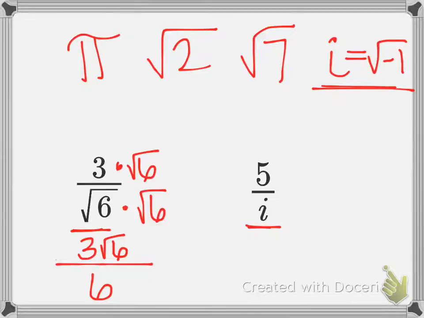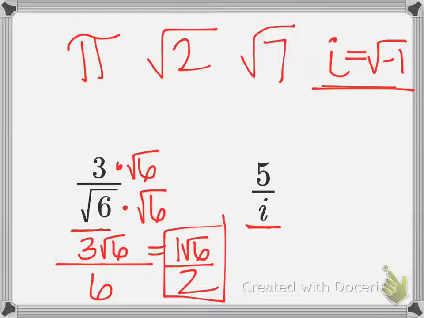I can, however, simplify because 3 divided by 6 does reduce. So you can either write 1 radical 6 over 2, or just radical 6 over 2. All I did was divide both the 3 and the 6 by 3.